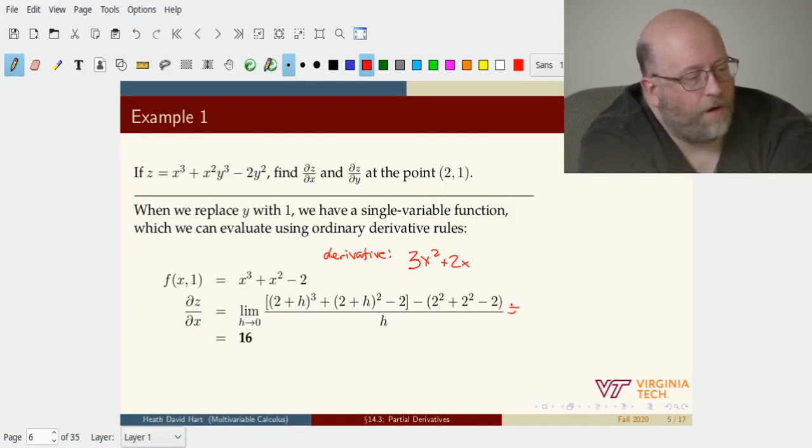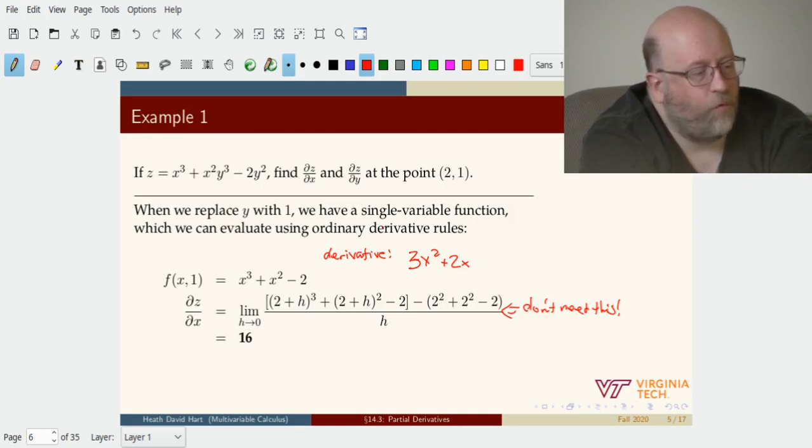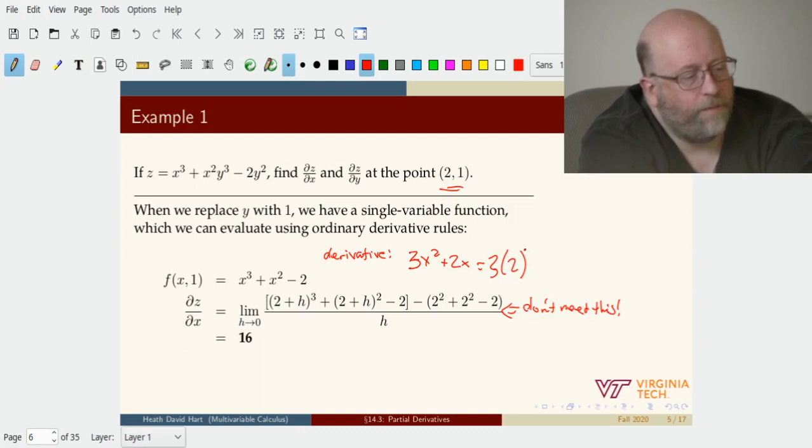We don't have to work through the limit process to find that. Don't need this, but we could use it if we had to. But we can take the derivative without using the limit process. It's 3x squared plus 2x. And since we know what point we're at, this is 3 times 2 squared plus 2 times 2, because I'm plugging in 2 for x. And that's 12 plus 4, and that gives me a final answer of 16. And so this slope is equal to 16.